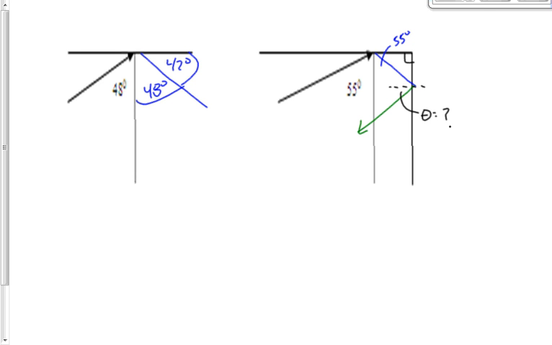This is 55. This angle right here has got to be 90, right? Because if these two mirrors are 90 degrees to each other, then the two normal lines have to be 90 degrees to each other as well. So that's 90, that's 55. That's going to make this one 35 degrees because all the angles inside a triangle have to add up to 180. 55 plus 35 plus 90 gives me 180. Well, then that makes this one what? 35 degrees, right? Good. Make sense?